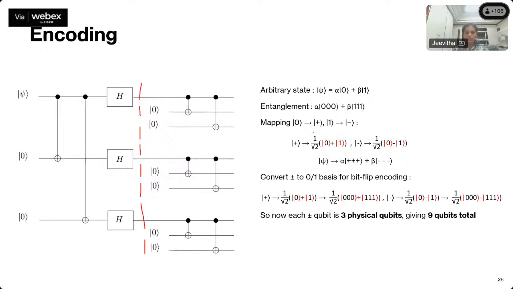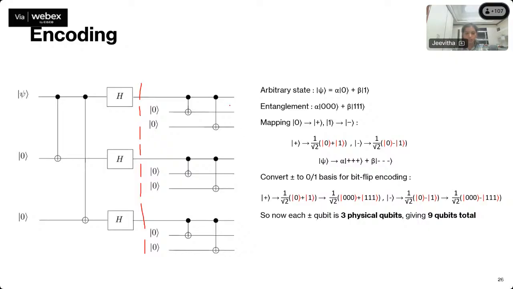Then we encode each of the plus to again 3 qubits. Since plus is nothing but (0 plus 1) by root 2, each 0 is again encoded as 3 qubits, and each 1 is again encoded as 3 ones. So that's how the encoding of Shor's qubit is done. When you start with 1, and for the phase flip you encode it with 3, at the end of the bit flip encoding you have 9 qubits in total. So now each plus and minus is 3 physical qubits, giving 9 qubits in total.